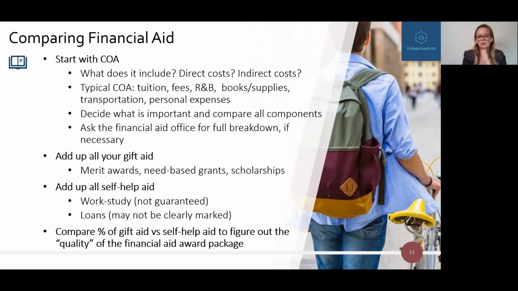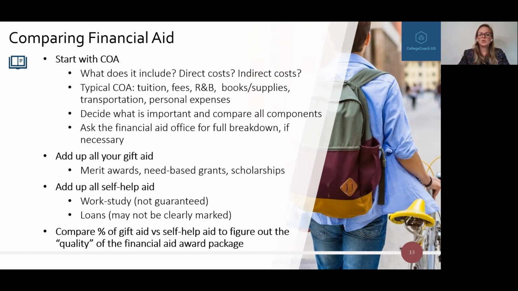And I'm telling you to separate gift aid from self-help, because those are two very different categories. You want to know how much free money you're being offered at each school. So this is your merit award, your need-based grant, your scholarships. Then add up all the self-help, definitely see what they're offering you: loans, work study. Make sure you understand what is a loan and what is a grant. Sometimes they're not clearly marked, but again, if you have questions, I'll be happy to decipher and figure it out for you. But do that. Have a separate column.